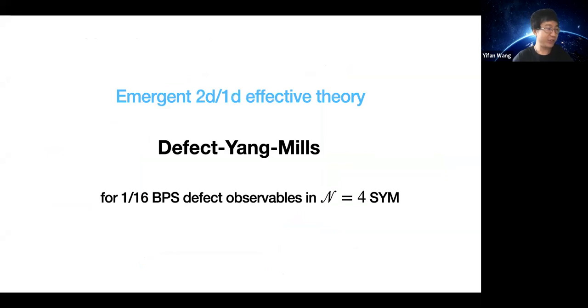Okay, so let me first get down to the first method that I promised, which is some emergent 2D Yang-Mills effective theory, which I'll call defect Yang-Mills, which is a very efficient tool to extract 1/16 BPS defect observables in N=4 super Yang-Mills.